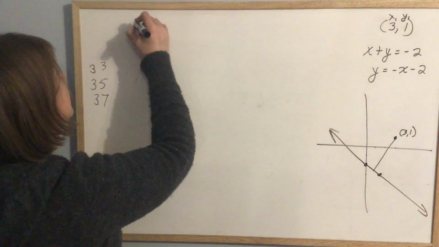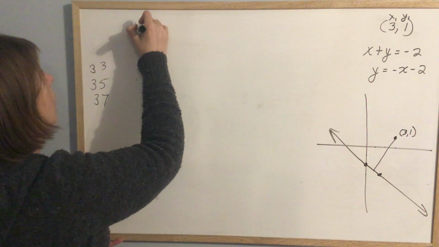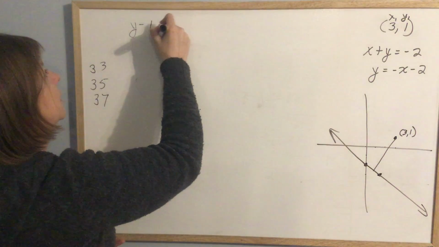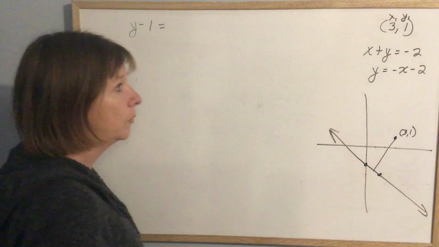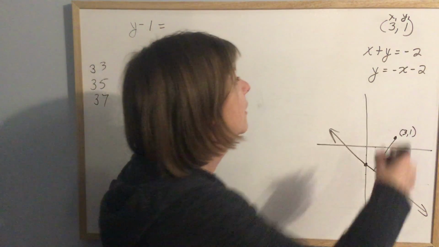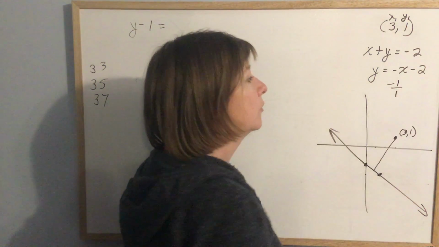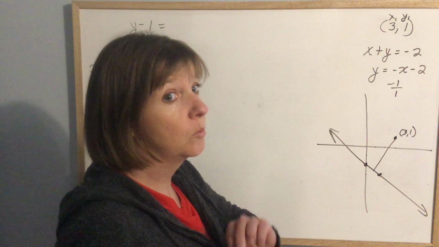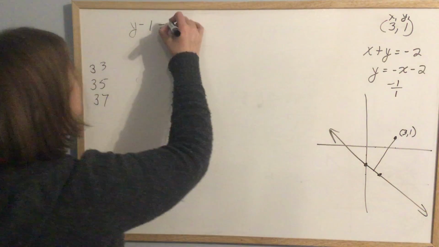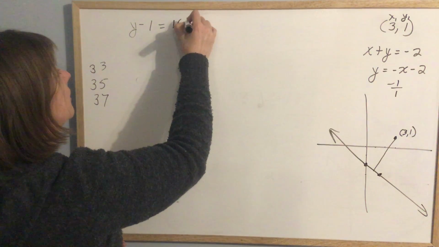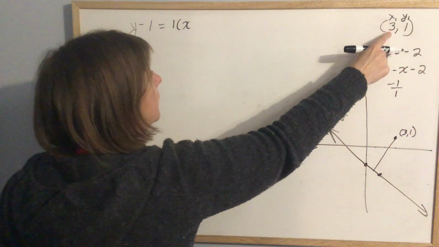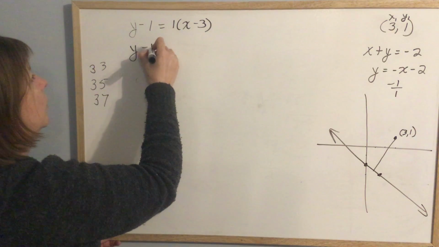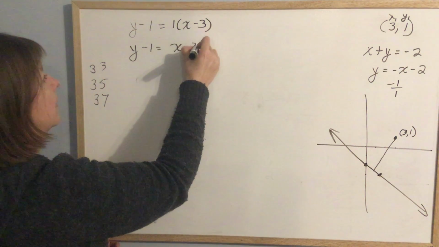So I need an equation. Y minus y1, and my y1 is 1, is equal to slope. Again, here, my slope is negative 1 over 1. So the reciprocal would still be 1 over 1, and I need it to be positive. So my slope is 1 times x minus x1, so minus 3. So I have y minus 1 is equal to x minus 3.